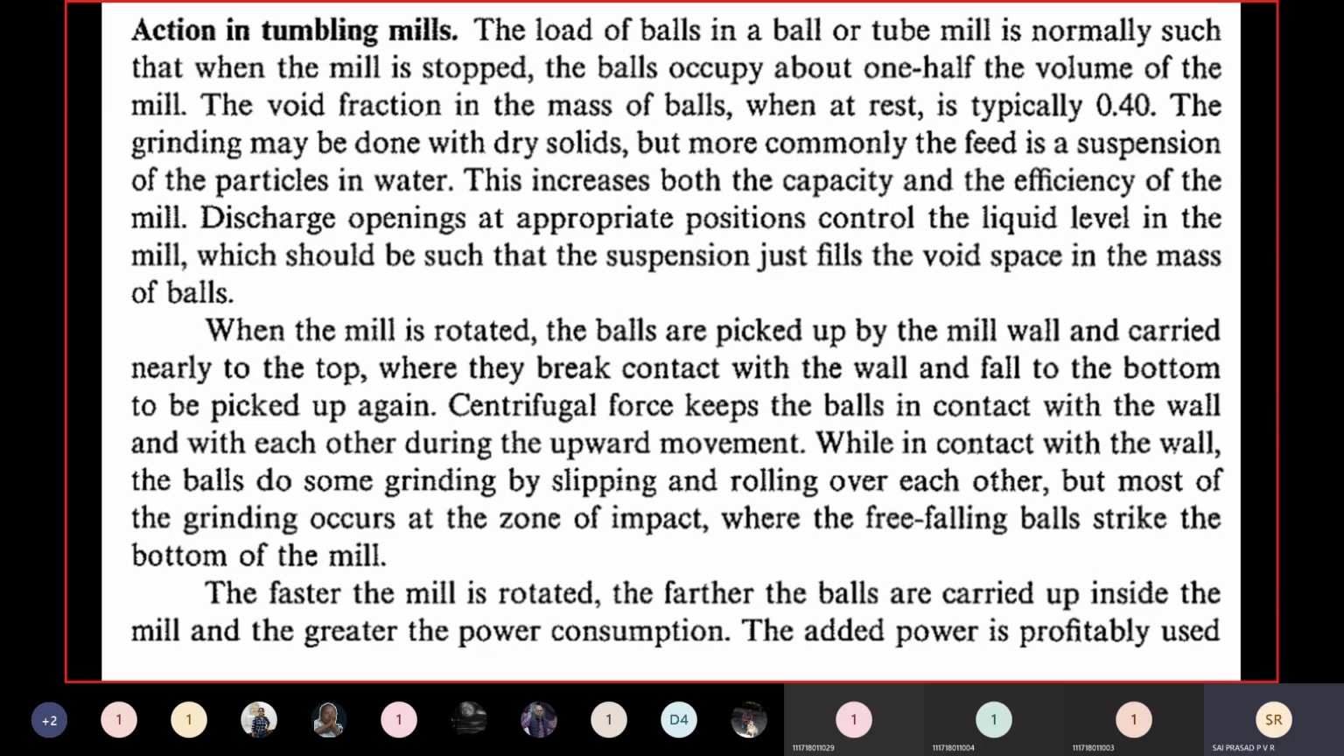If an attempt is made to increase this volume, we will not have free space for the fall, and then the crushing will not take place. Hence the maximum loading will be half, and then the next point: the void fraction in the mass of the balls when at rest is typically 0.4.